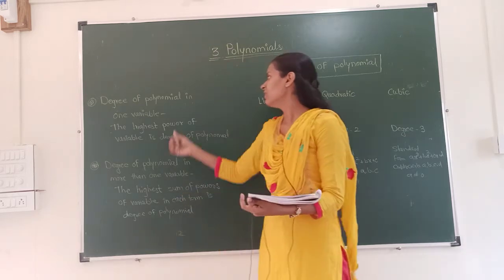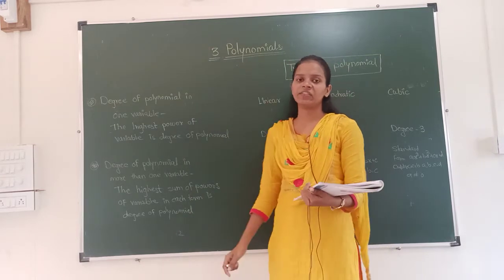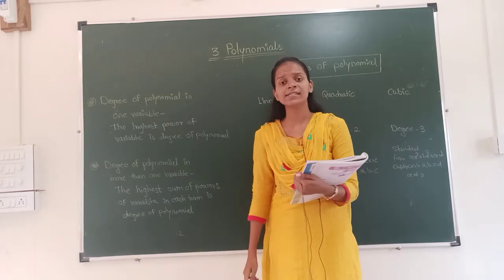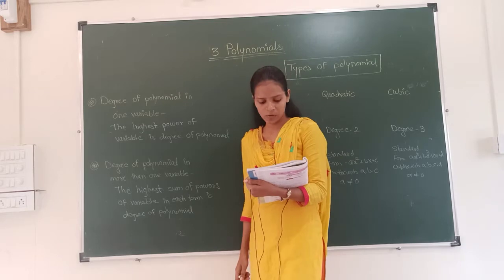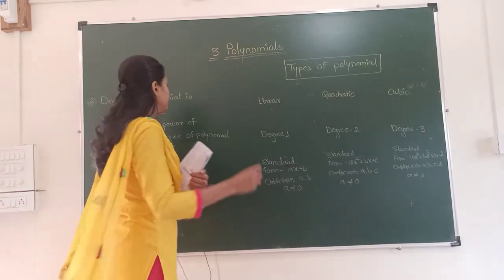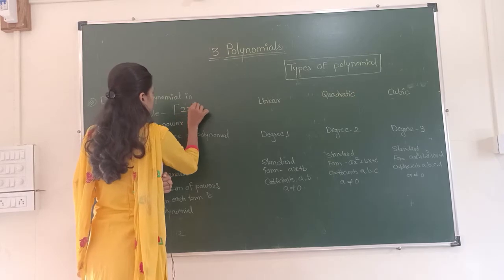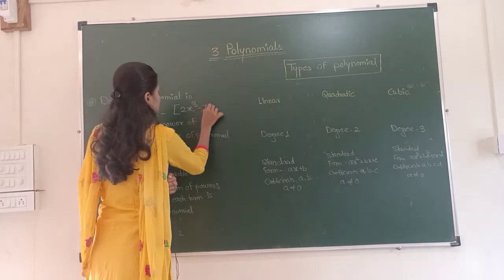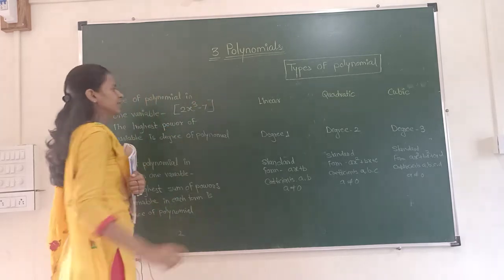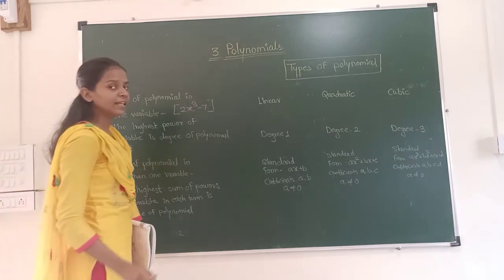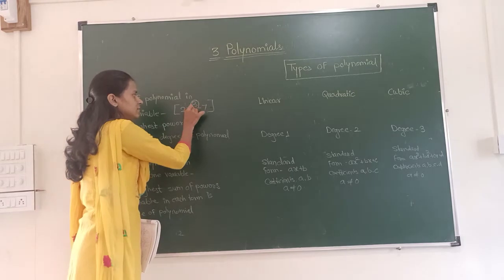Now today we will see the degree of a polynomial in one variable. Do you know what is the degree of a polynomial? Suppose I write an example like 2x raised to 3 minus 7. Then what is the degree of this polynomial? The degree of this polynomial is 3.